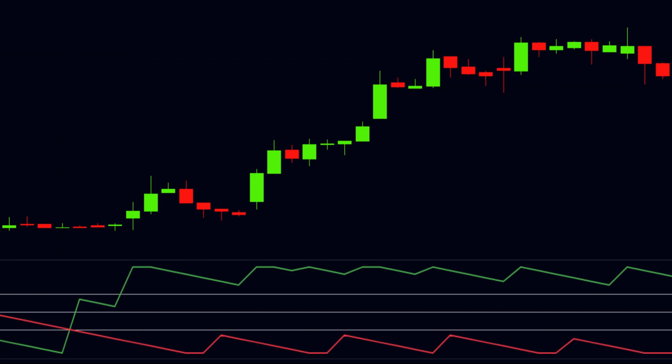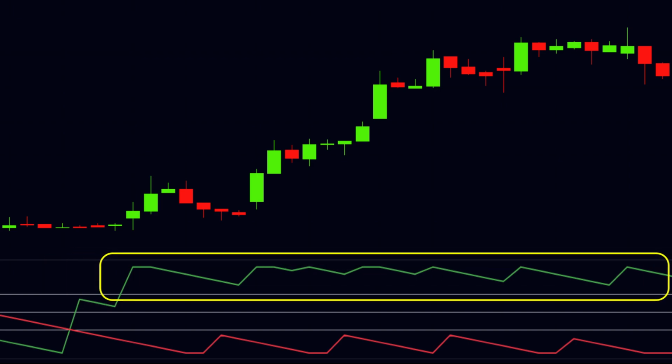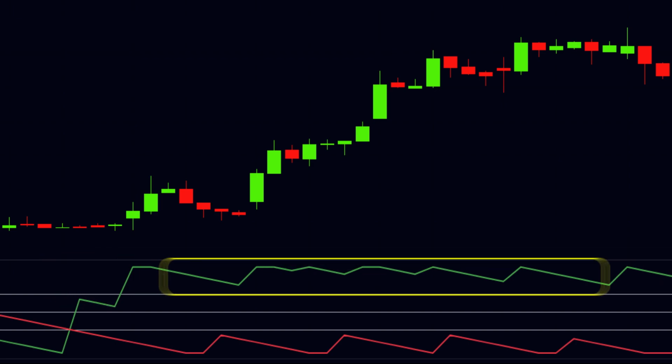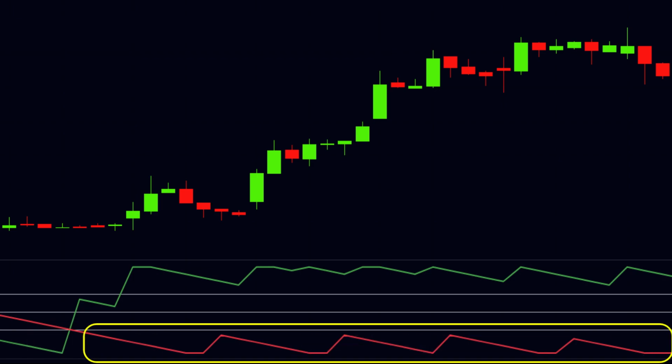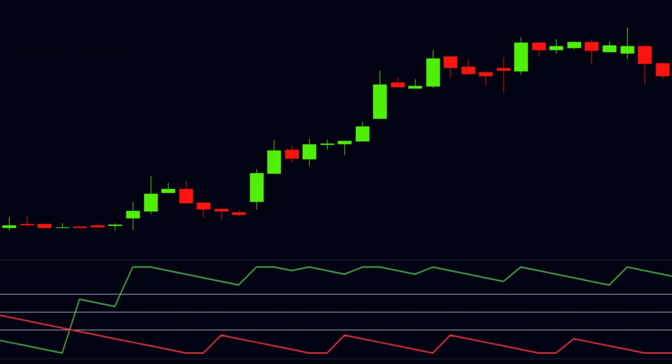After moving above the 50 level, when the Aroon upline moves between the 70 to 100 level, and at the same time, if the Aroon downline moves between the 30 to 0 level, then it is called a strong uptrend.